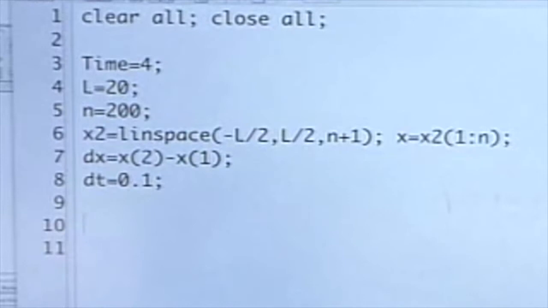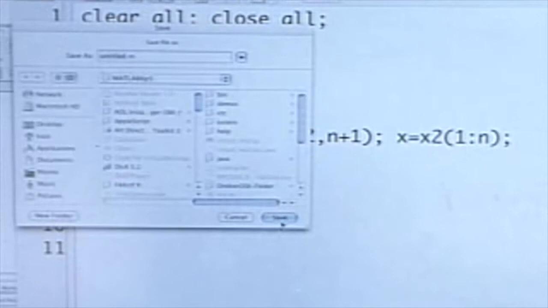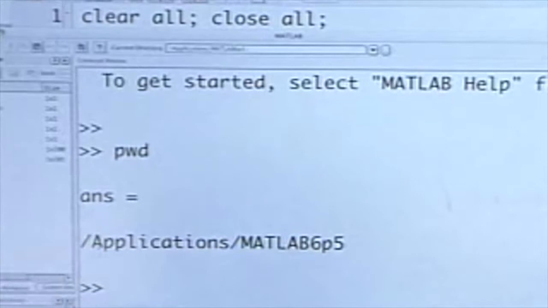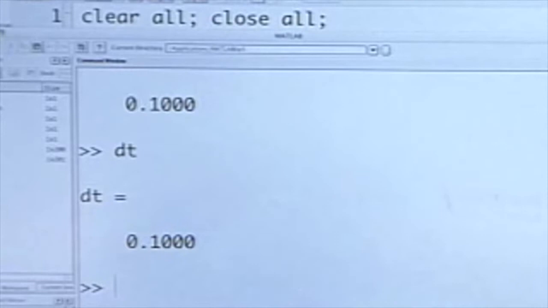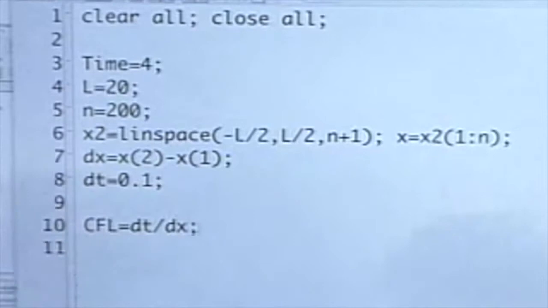Save as untitled. Yeah, I love saving things as untitled. We ran this thing, and we say, what was our dx value? 0.1. What was our dt? 0.1. So our CFL number for the one-way wave equation, remember, the CFL number is equal to dt over dx, which in this case is 1 right now, what we've chosen. Okay, because it's 0.1 over 0.1. All right? So this is your key parameter here. And you control it by toggling dt around.